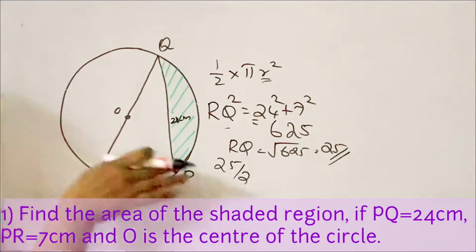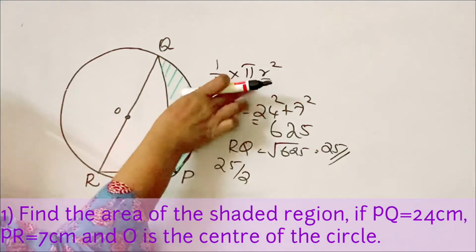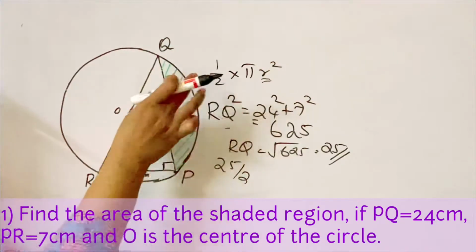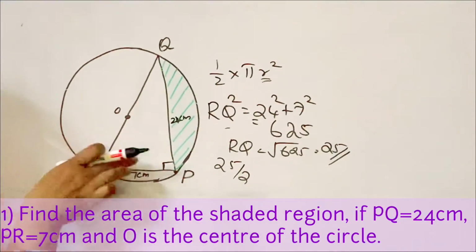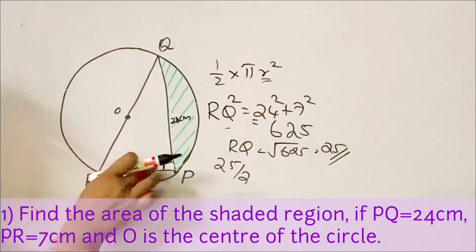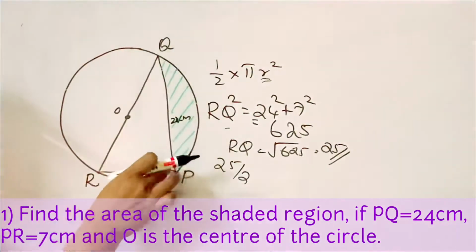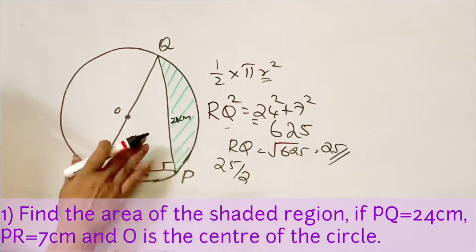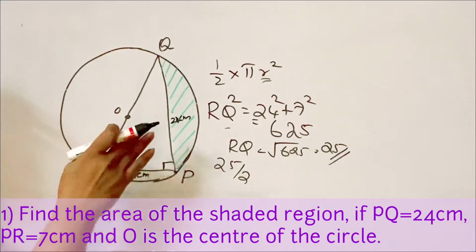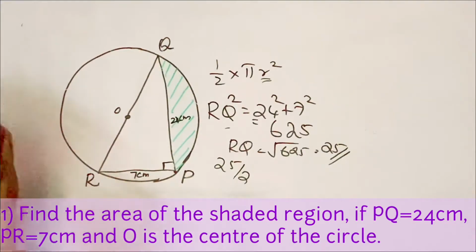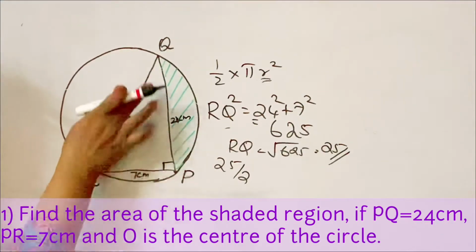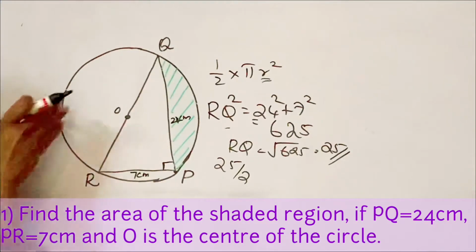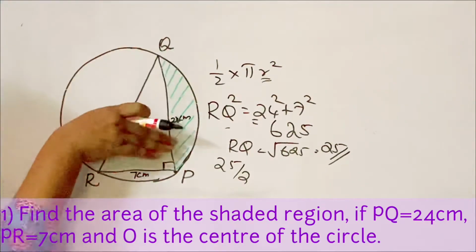Then using that, you can find the area of the semicircle, and you can find area of the triangle also, because here base is 7 cm and height is 24 cm. Half into base into height. Using that, you can find area of triangle RPQ. Then area of the semicircle minus area of triangle is the area of the shaded part.